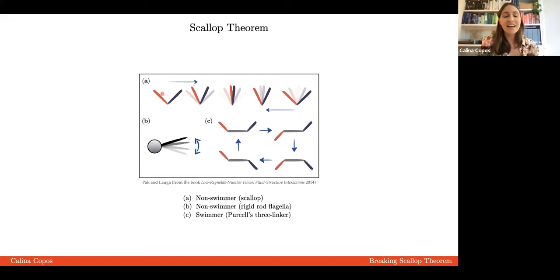As the scallop opens up, it propels, and as it closes, it propels in the opposite direction, resulting in zero net movement. The same follows for an organism that has a rigid flagellum. And he proposed in this paper the simplest swimmer that can actually move forward in a Stokes regime, in a low Reynolds number regime.